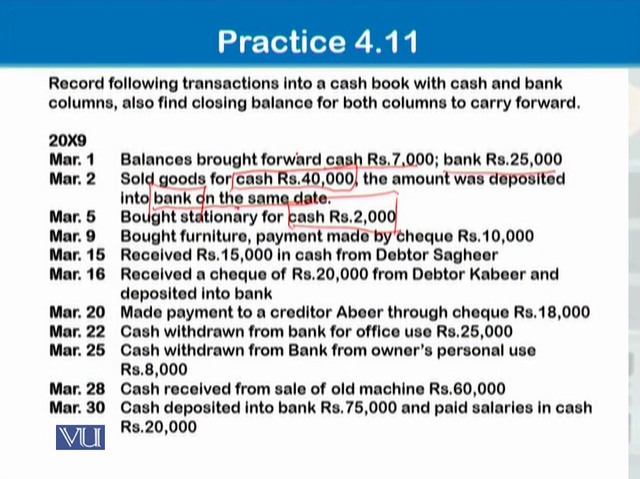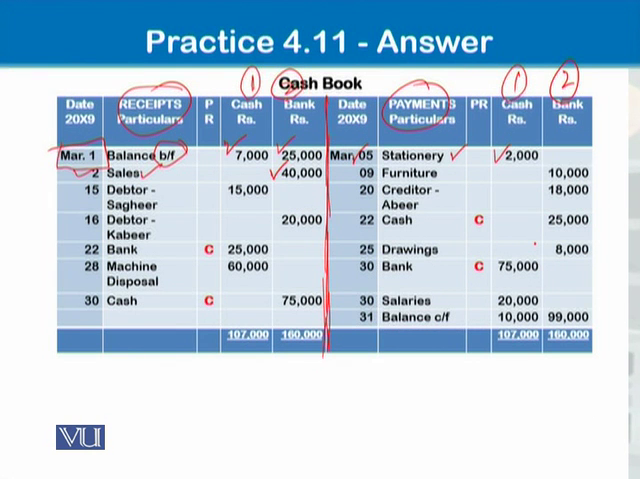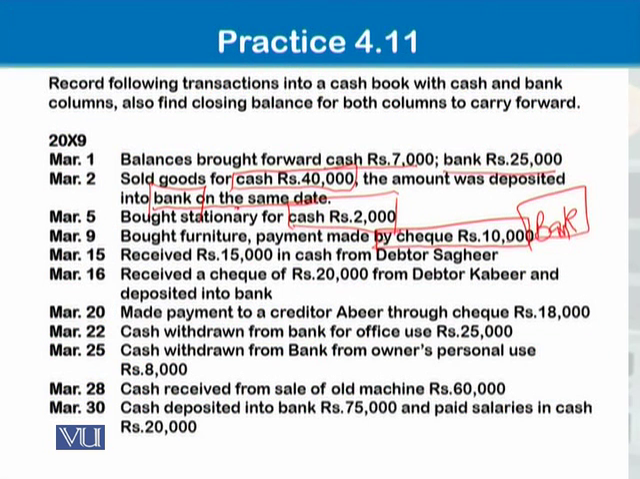Then comes bought furniture, payment made by cheque. Whenever payment is made by cheque, we have to take it as a transaction in the bank. So furniture goes on the payment side, bank column, and this is the amount, 10,000, in the bank column.